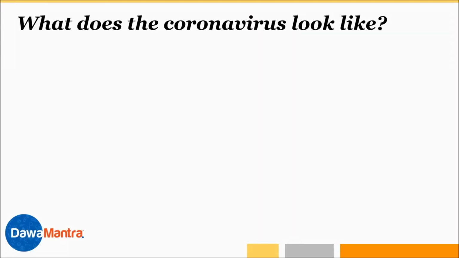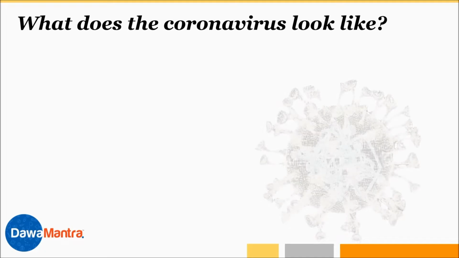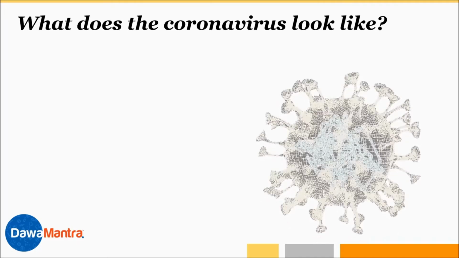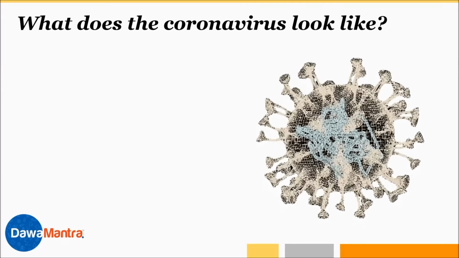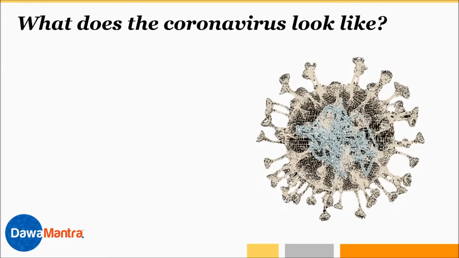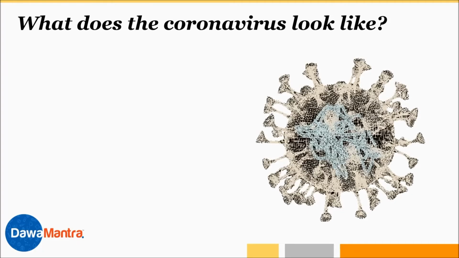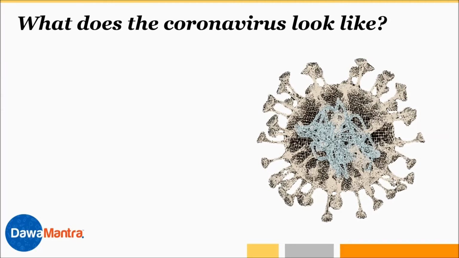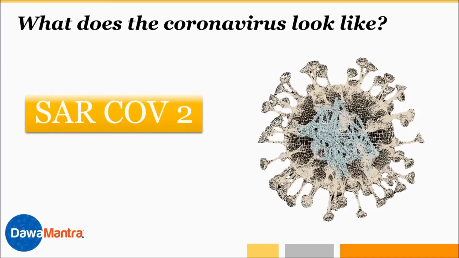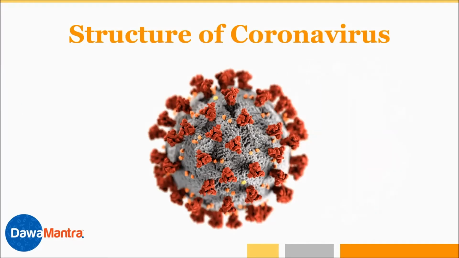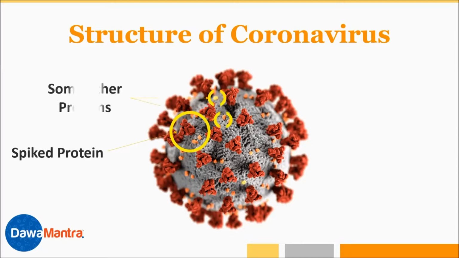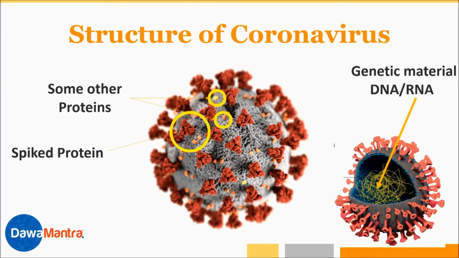What does the coronavirus look like? Let us have a look and understand the structure of this COVID-19 virus. How does it look like? You must have repeatedly seen this round with spiky structure. This virus, which causes COVID-19, is called SARS CoV-2 virus. This SARS CoV-2 virus has many protrusions which are called spike proteins. Some other proteins and genetic material inside, like a single-stranded RNA.